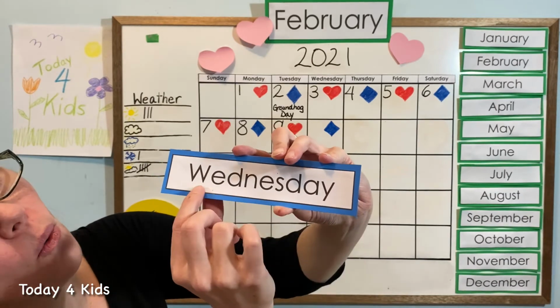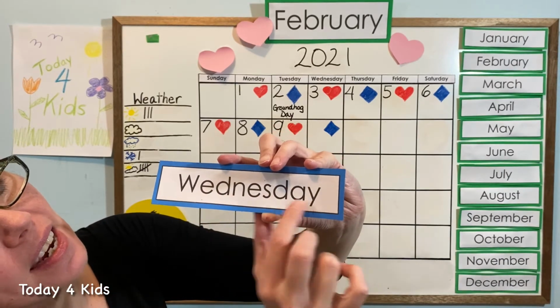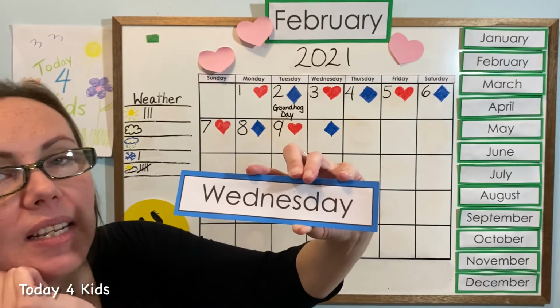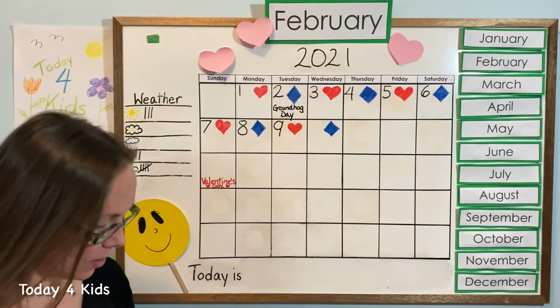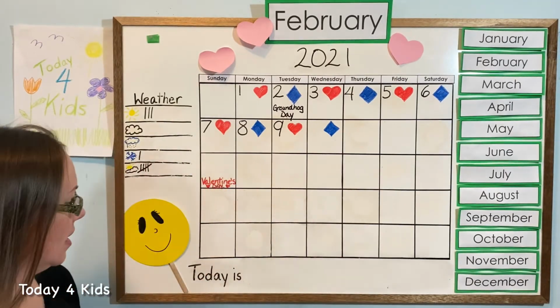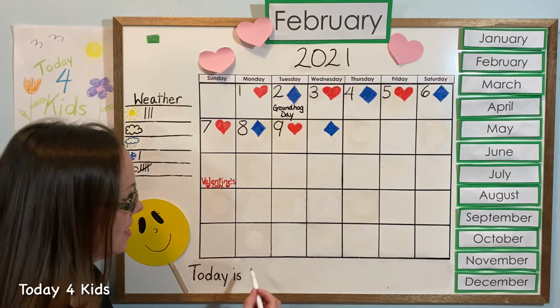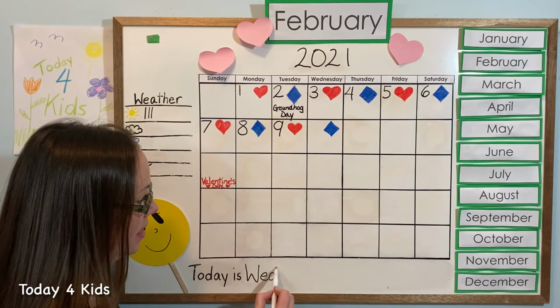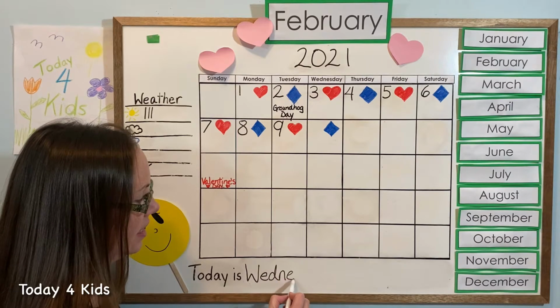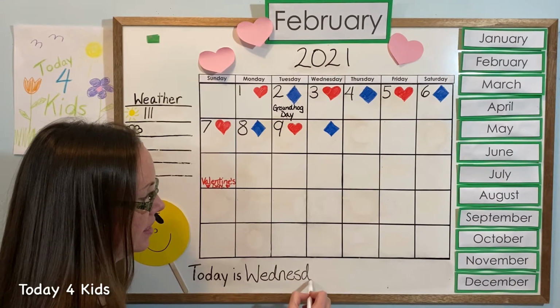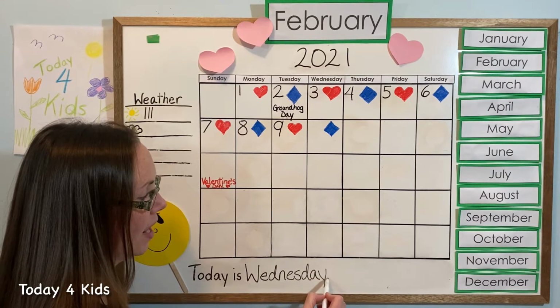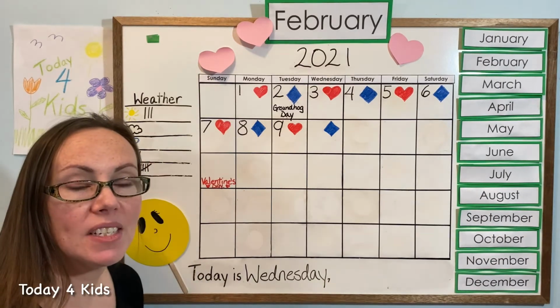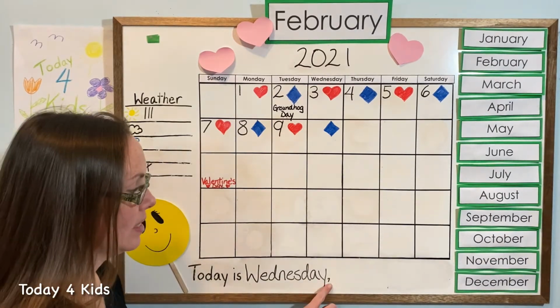Wednesday. It's a big word. Big word to learn, big word to spell. So today is Wednesday, and we'll put a capital W, E, D, N, E, S, D, A, Y, and then a comma. And that comma tells us to pause before we say the next word.